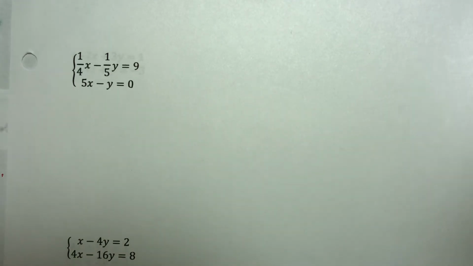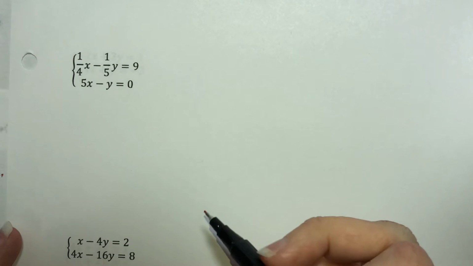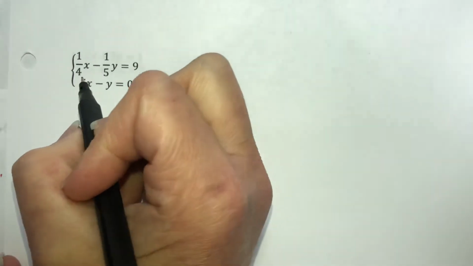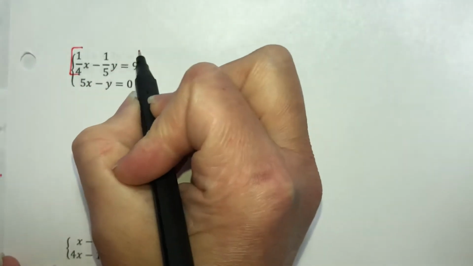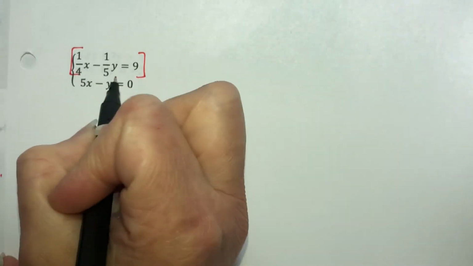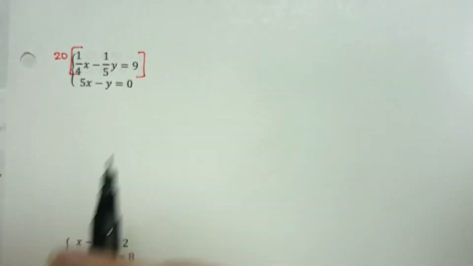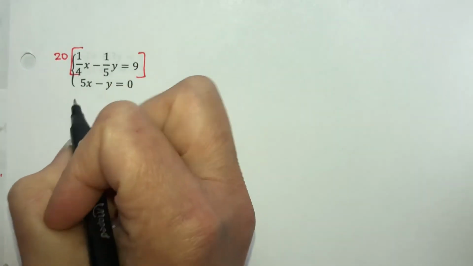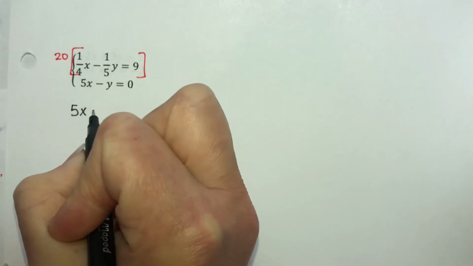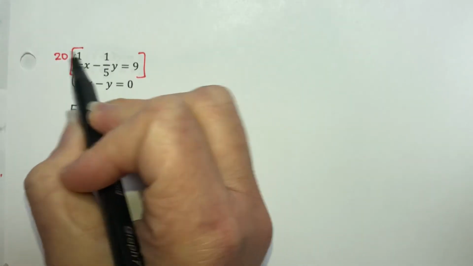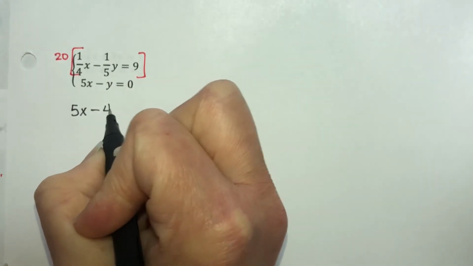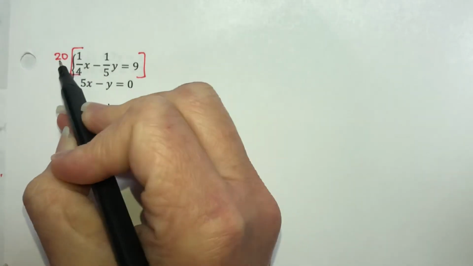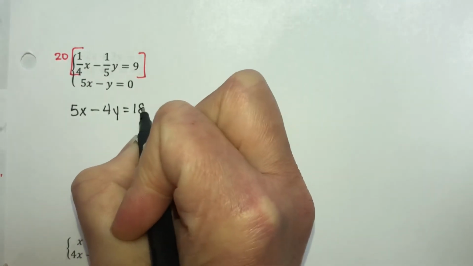I still maybe want to kill the fractions, but you wouldn't necessarily have to. You wouldn't be dealing with numbers quite so big. But because I know that's not the way you guys will want to do it, I'm going to multiply this entire equation by the common denominator, which is 20. Okay, so this system will become 2 times 1/4 is 5x minus 1/5 of 20 is 4y is equal to 20 times 9, which is 180.